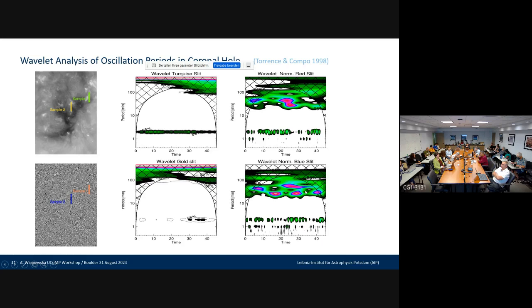What I'm showing here is with 95% confidence. So we know that we can identify oscillation even based on the intensity data from SDO, which is quite a surprise, but it's nice for us.